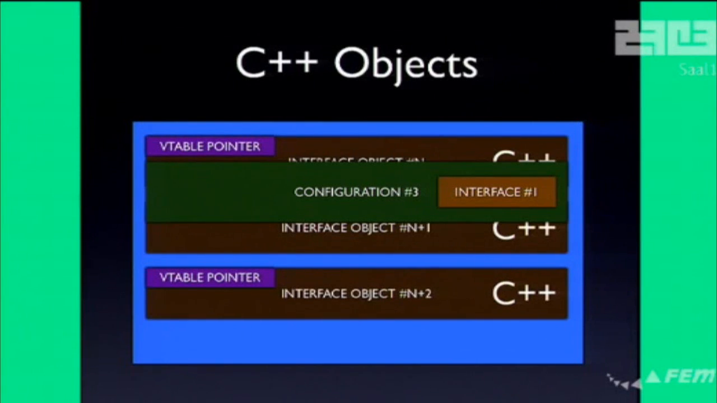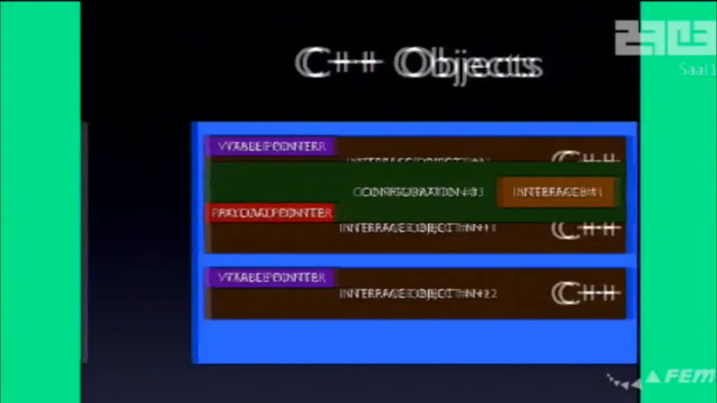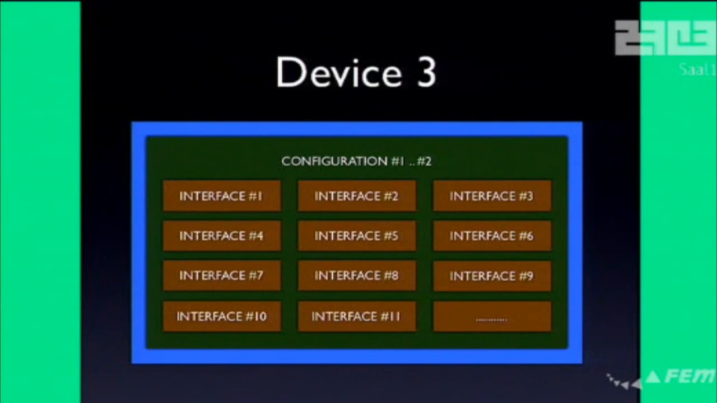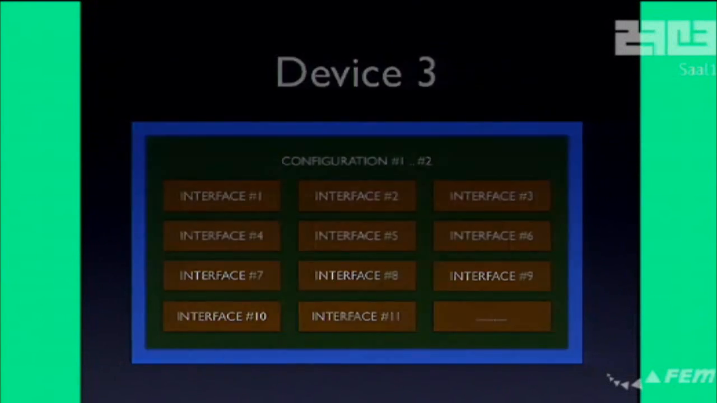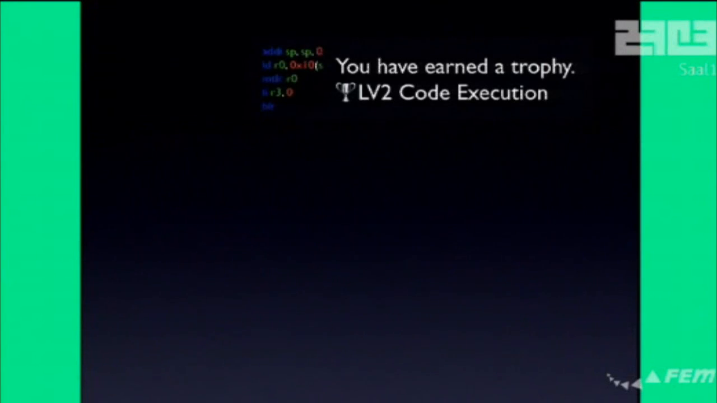This vtable holds function pointers for things like the destructors and some virtual methods and things like that. So when these objects get destroyed, they actually run our own code. So when device number 3, which has a bunch of stuff that created these objects, gets unplugged, we gain LV2 code execution.